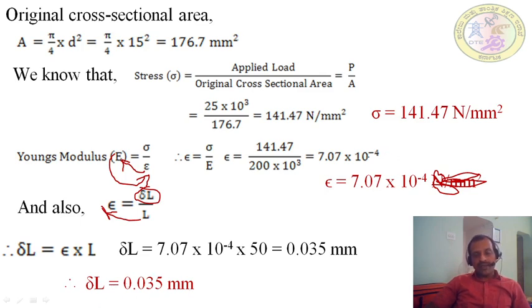So at the end, you need to write all three values: sigma, epsilon, and delta L. Because in the problem, he has asked to find out the stress, strain, and deformation. At the end, you have to tell him back what has been asked, that has been calculated.